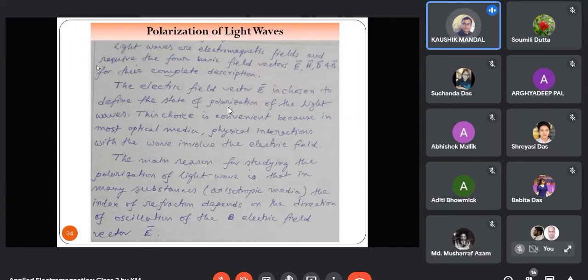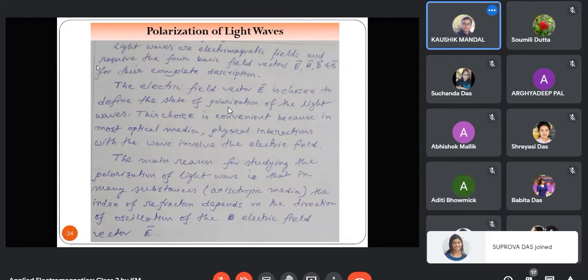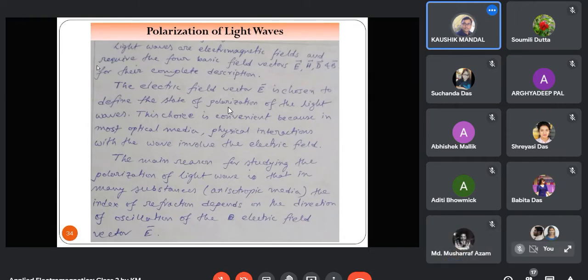So as per Maxwell's theory, we can consider the light wave also as an electromagnetic wave. Now to define any electromagnetic wave, we need basically these four vectors: electric field vector, magnetic field vector, displacement vector, and the magnetic flux density B. That is E, H, D, and B. With the help of these four vectors, we can describe any electromagnetic wave.